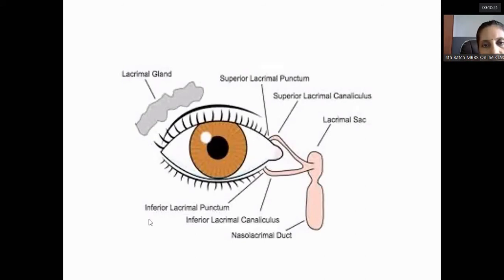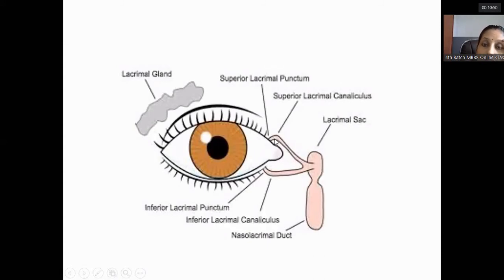I think this picture will make it easy to understand. This is the superior lacrimal punctum, a small opening. Then this is the superior canaliculus. This is the inferior lacrimal canaliculus. This is the common canaliculus, lacrimal sac, and nasolacrimal duct. So you see how it is bent over here.